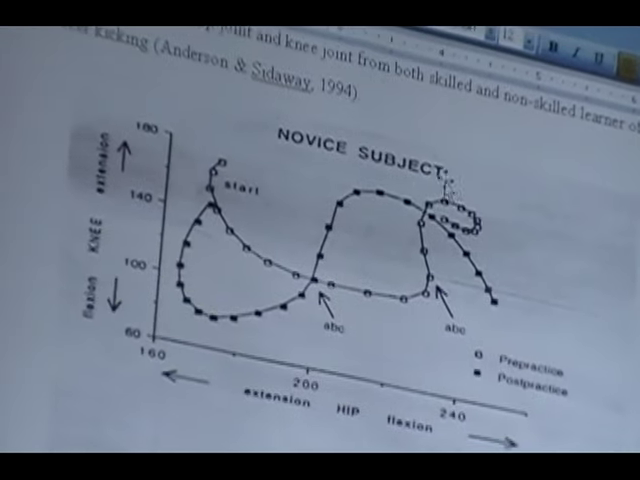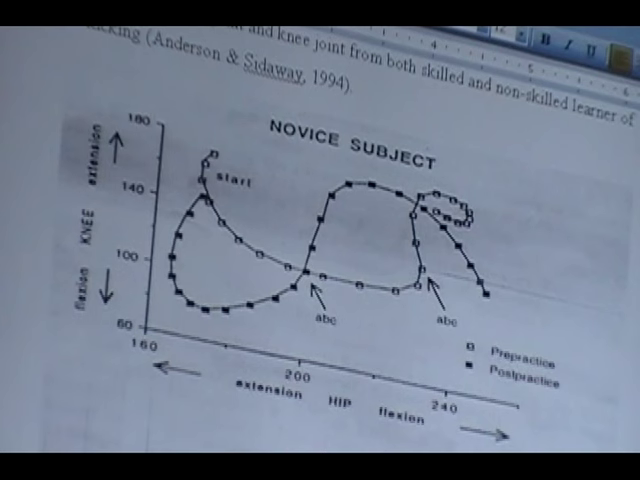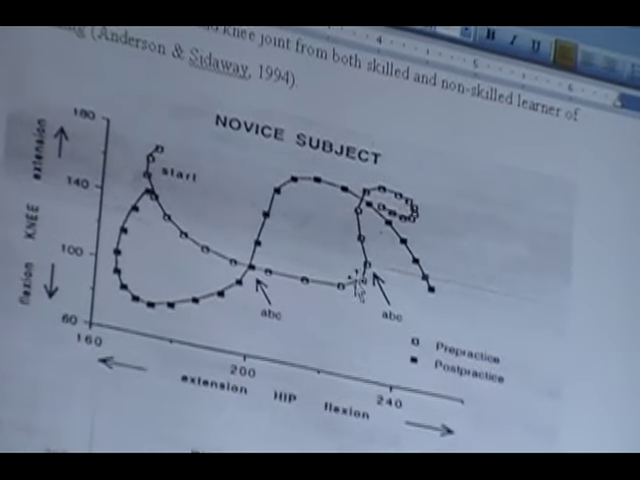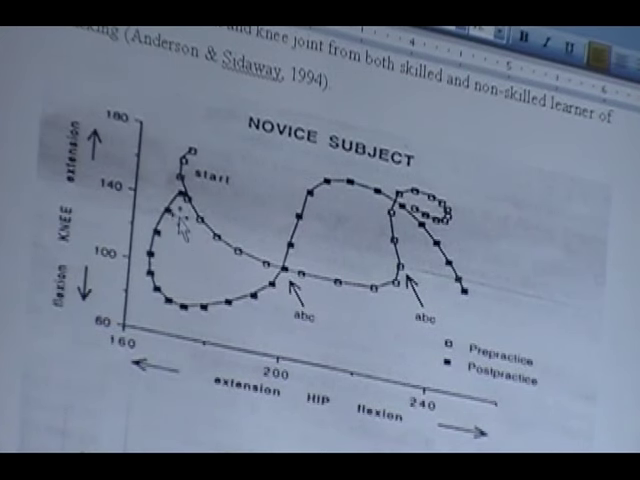Just look at the shape, compared to the experts, how they kick and how they coordinate hip and knee. You can see originally the shape looks very different between the two groups, the novice and the experts. Now, after practice, you can see the solid square here, which shows how the novice subject coordinates their hip and knee now. As you can see, the pattern changed from something totally different relative to the experts to something that seems to get closer or similar to the form of the experts.